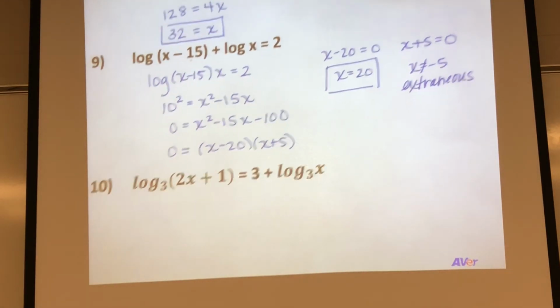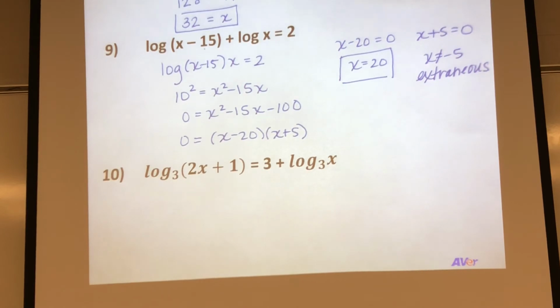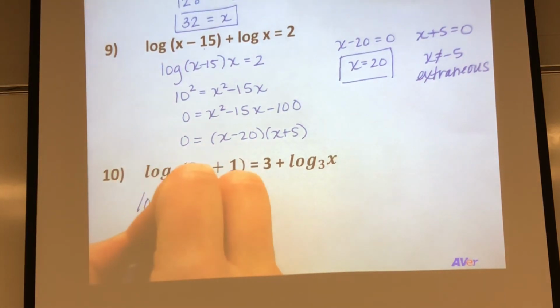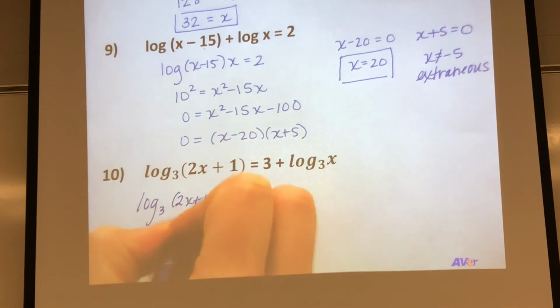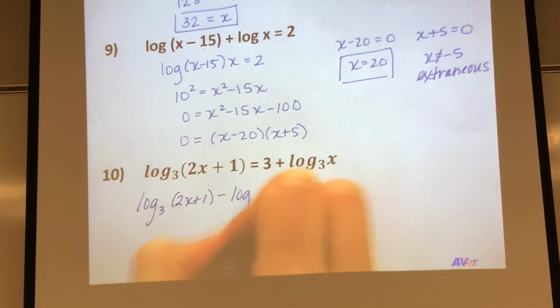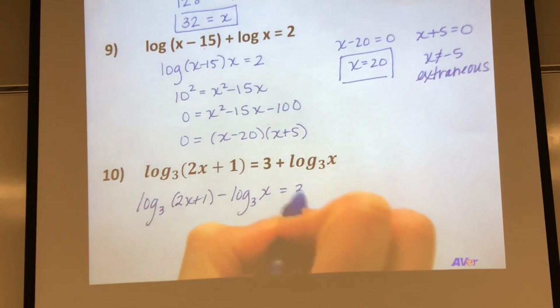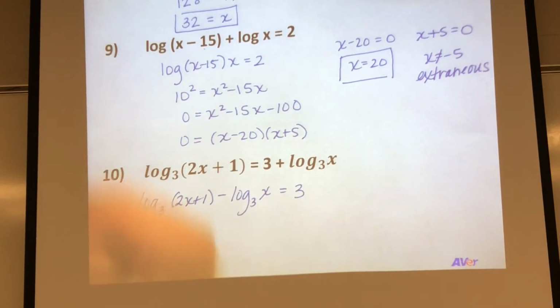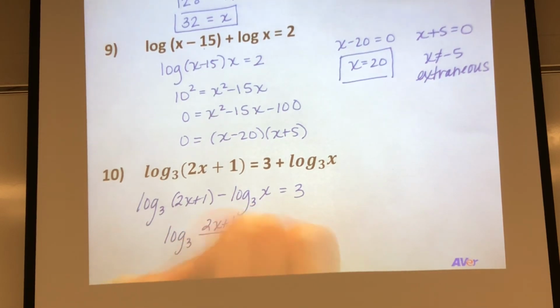All right, our last one, number 10 here. We have logs on either side, but we can't condense the one on the right side with the 3 because it doesn't have a log. So we need to get our logs together. So let's subtract the log of x base 3 over here on the left so that we have them on the same side, because then we can get down to having a single log and switch to exponential form. Since we're subtracting, that means we are dividing. So we're going to have (2x + 1) divided by x equals 3.